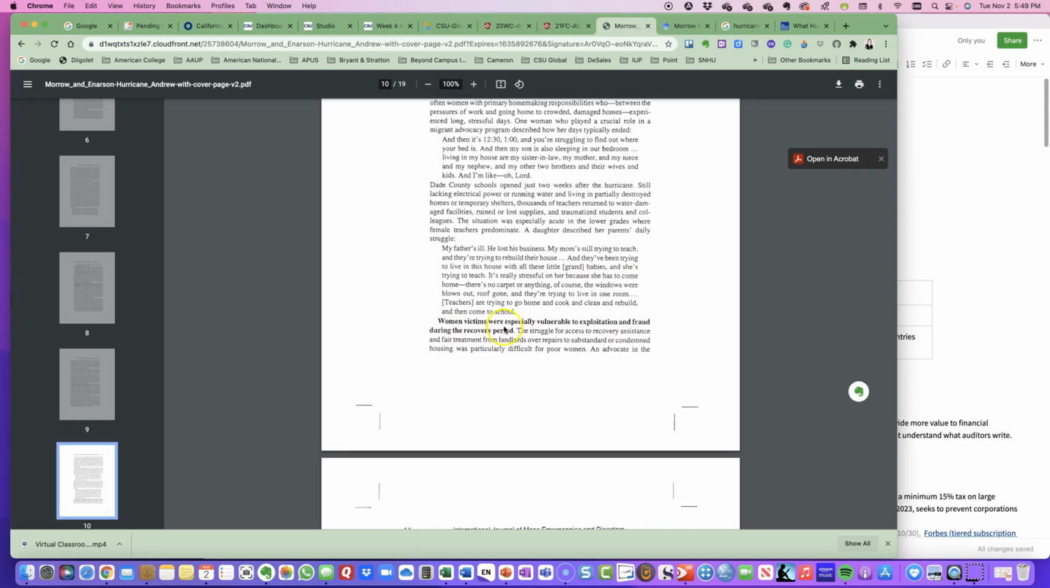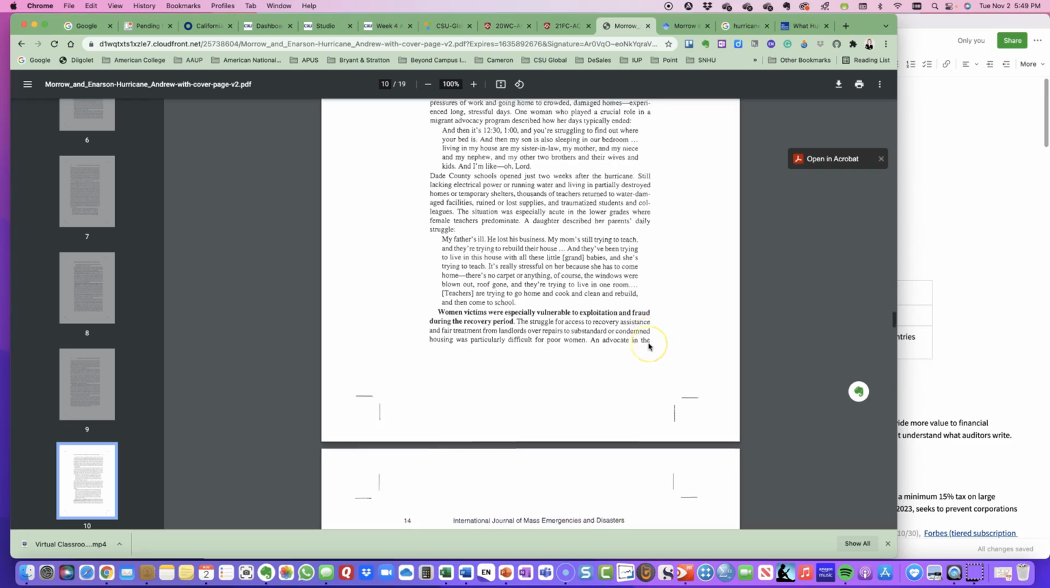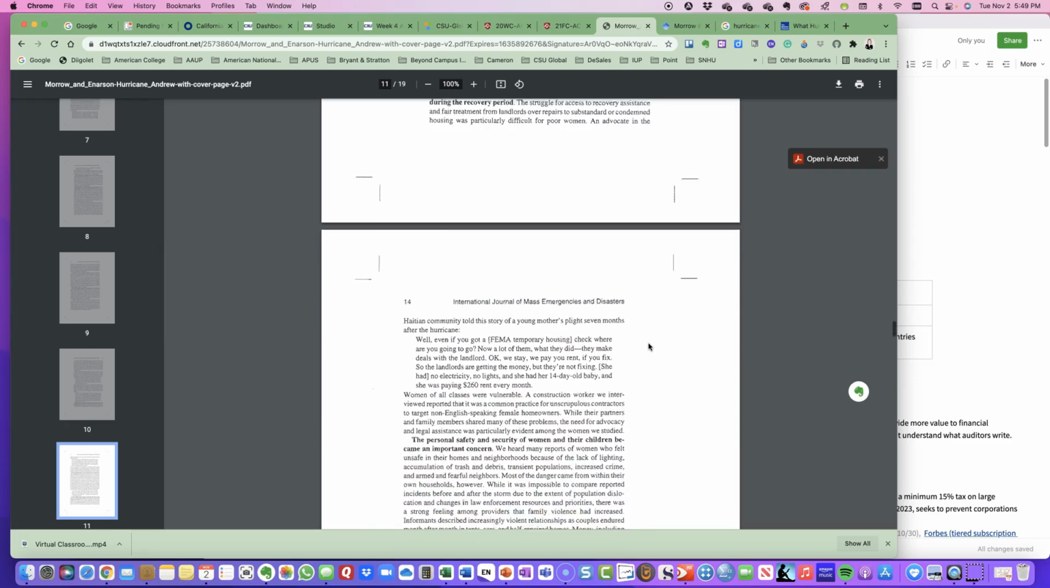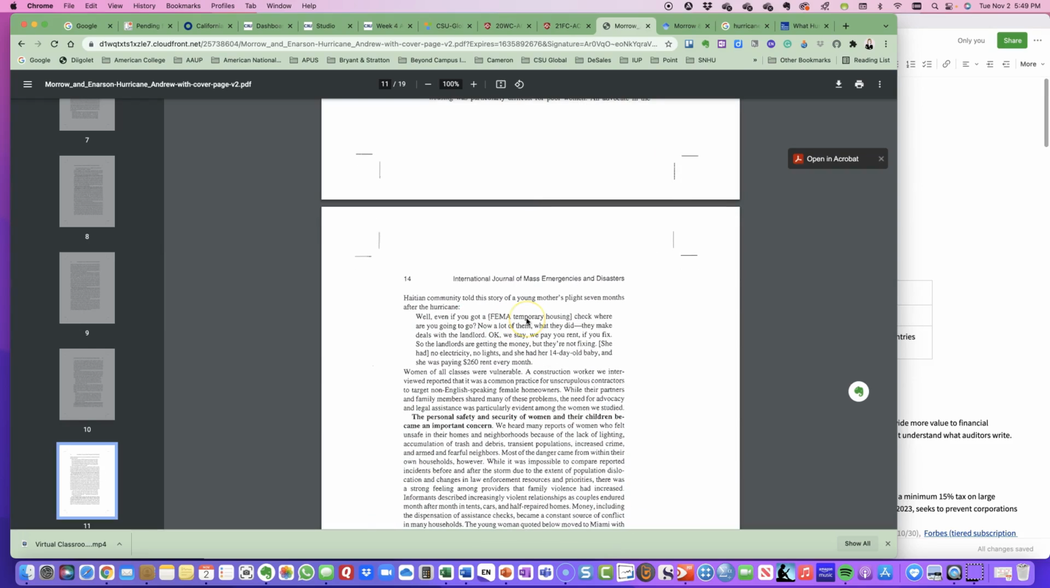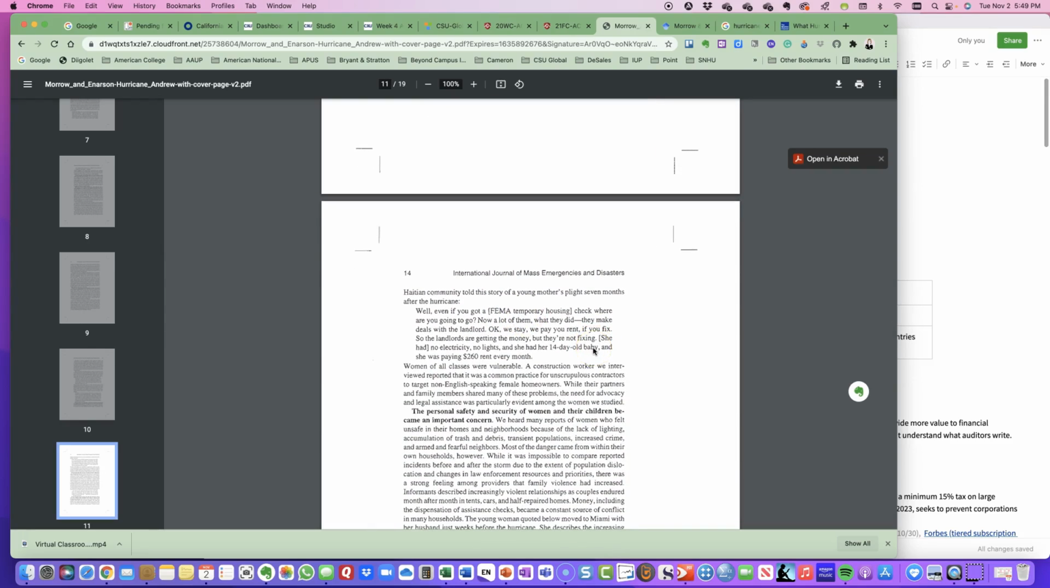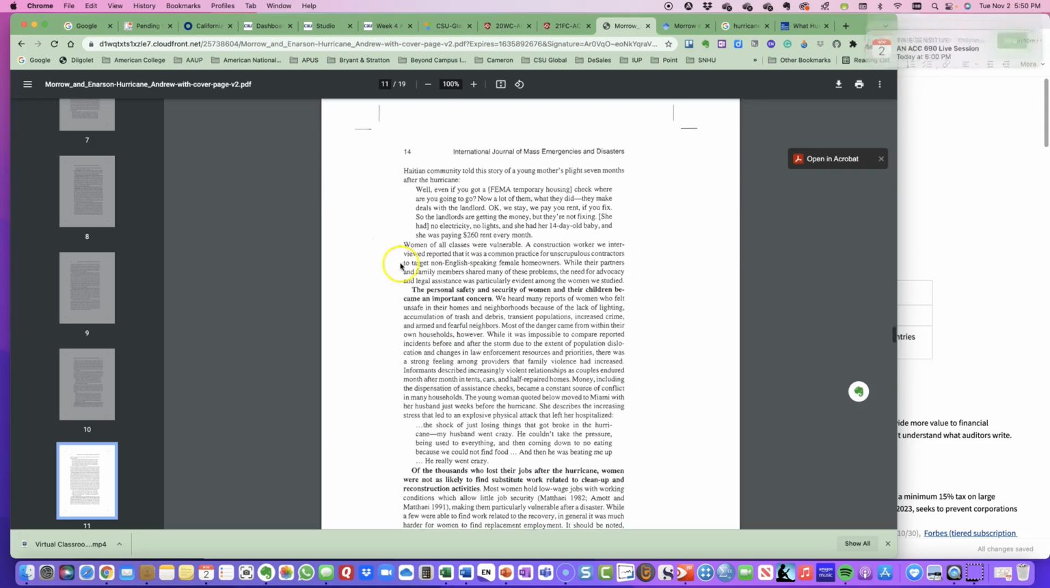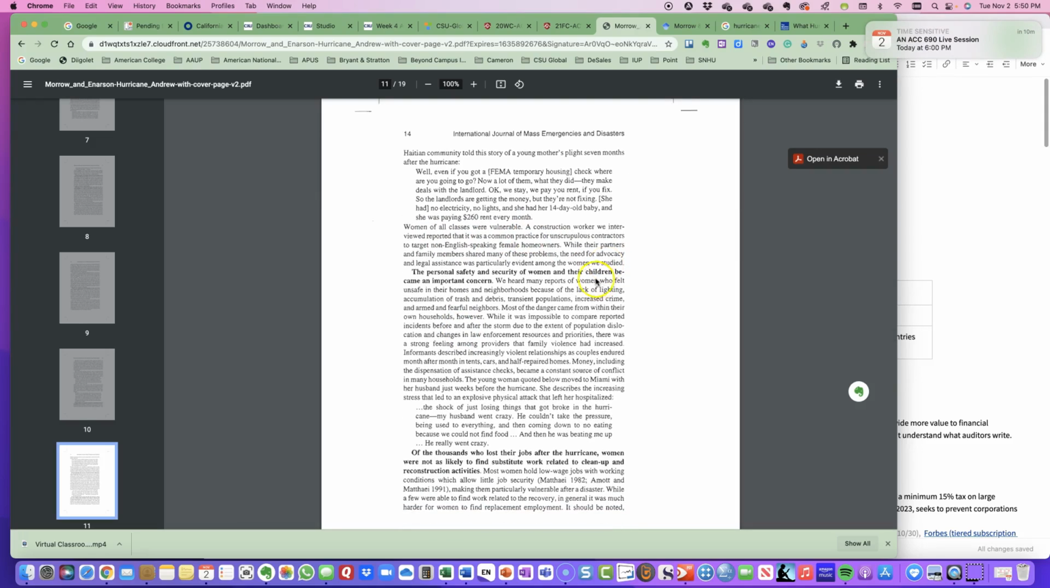Then you see women victims were especially vulnerable to exploitation and fraud during the recovery period. There was a lot of fraud going on. FEMA was the organization that provided housing, and you didn't know who or what to believe. Women were always vulnerable to fraud, and that's always a challenge. Also, women tend not to negotiate as well. Then the personal safety and security of women and their children were also an important concern.